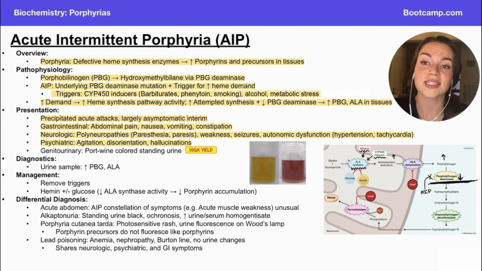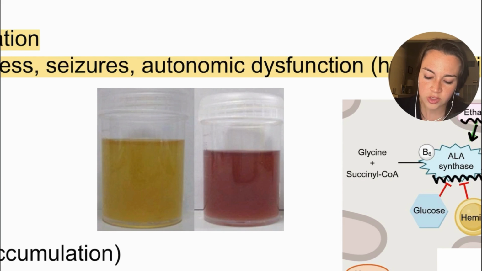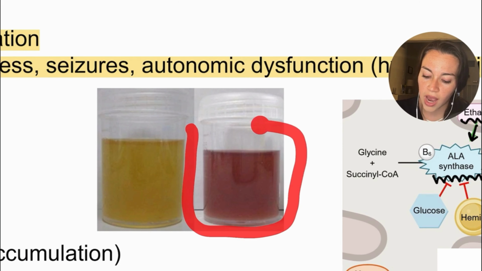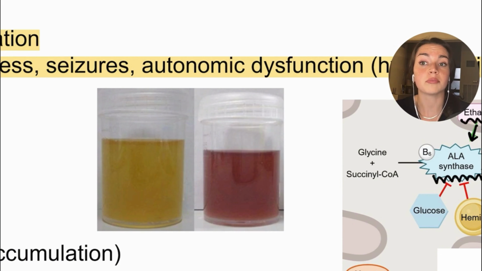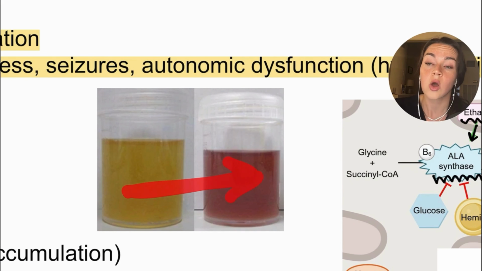But the one thing in the stem that they are likely to give you that is really a dead giveaway for AIP in combination with all of these other findings is port wine colored standing urine. So here's a picture. On the left here, normal urine. On the right is the urine of somebody with AIP that's been left to sit on the counter for a few hours. That's standing urine. It'll turn this port wine dark red color. Now it's not blood. Remember, this is standing urine. So it will turn to look like this when you leave it out.